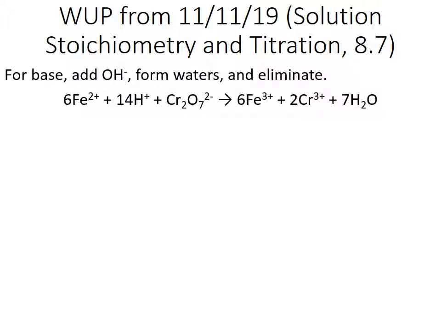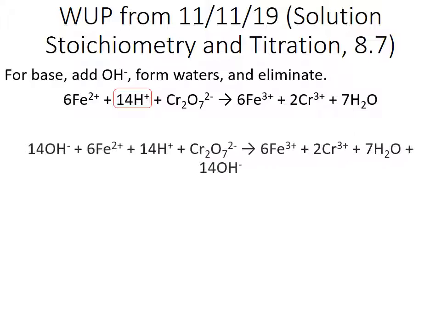To do that, we're going to begin from our balanced in acid equation, and we're going to add hydroxide. Then we're going to form waters and eliminate. So looking at our balanced equation, we've got 14 H+ over in our reactant side. This means that we need to add 14 hydroxides to both sides. So now we've added 14 hydroxides to both the reactants and the products.